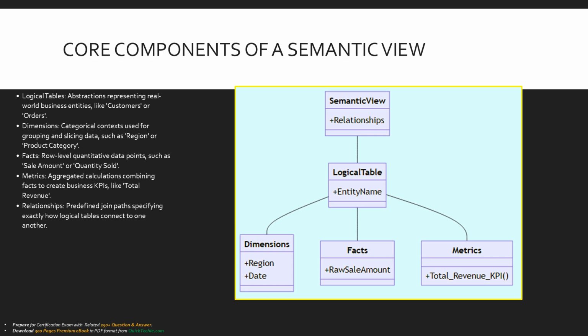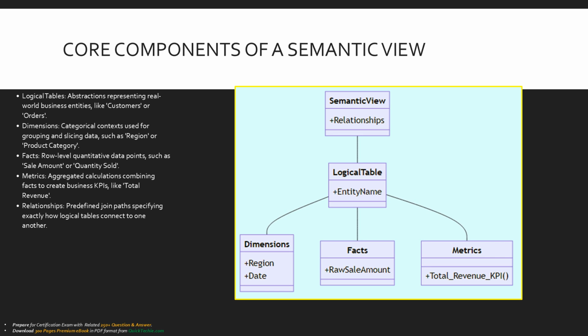We then build metrics on top of those facts. Metrics are your aggregated KPIs. For instance, total revenue might be defined as the sum of the sale amount fact. Finally, and critically, we define relationships. These are predefined join paths that tell the database exactly how to connect the customers table to the orders table, ensuring downstream tools never make a bad join.